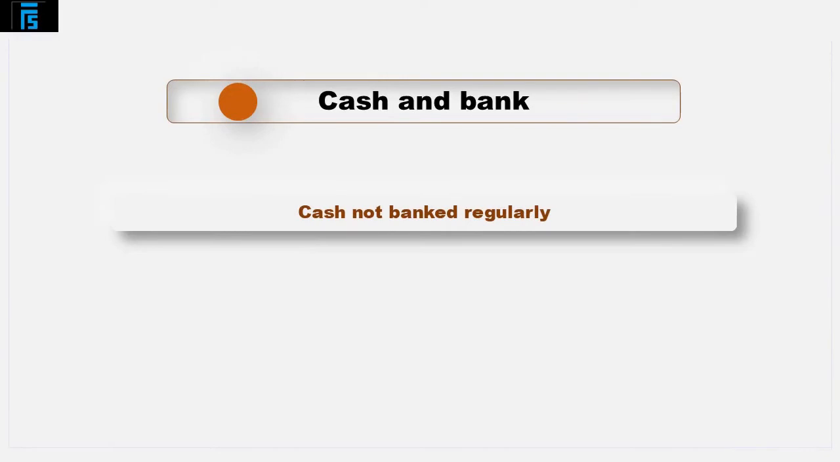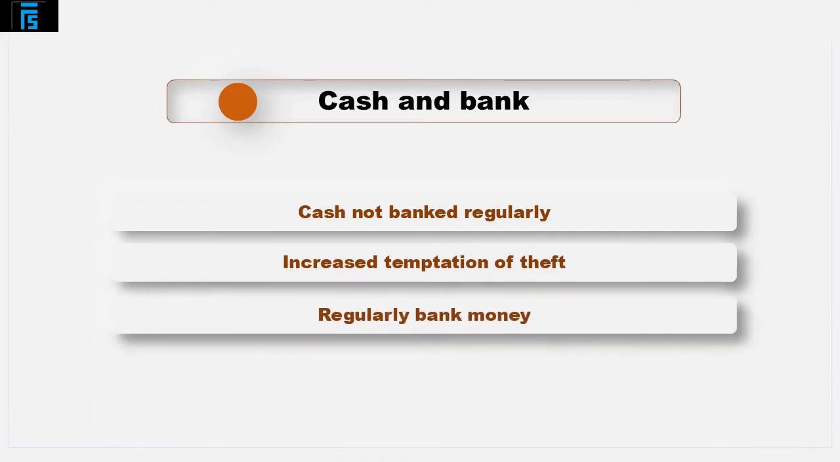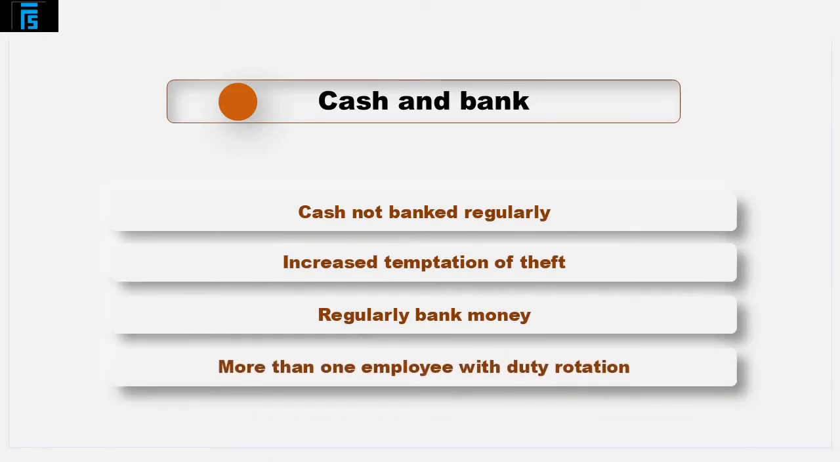For cash and bank, a control deficiency could be that the cash is not banked regularly. If cash is held at the business and builds up, it increases the temptation of theft. A sensible recommendation, therefore, should be to regularly bank money. This task should be undertaken by more than one employee, and rotation of duty should also reduce the risk of fraud and error.